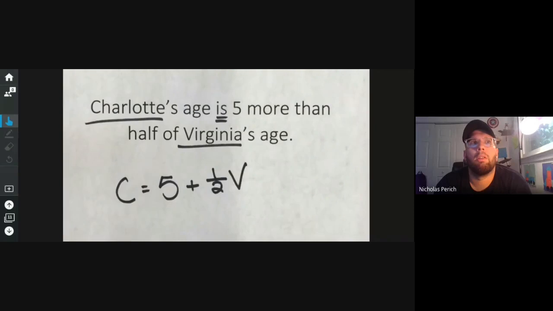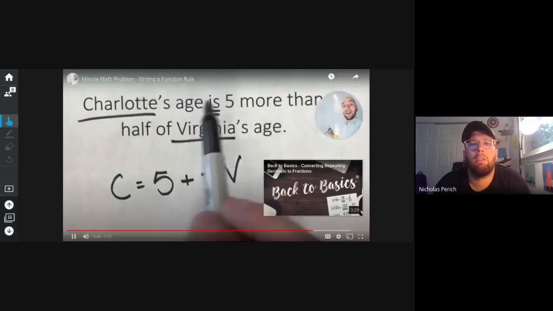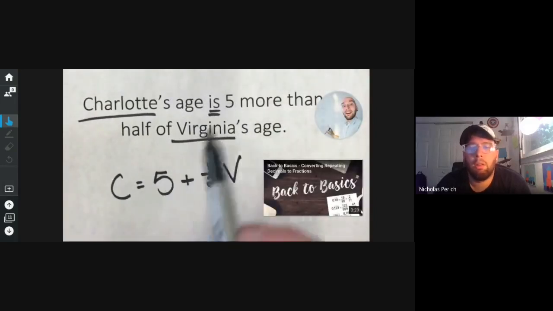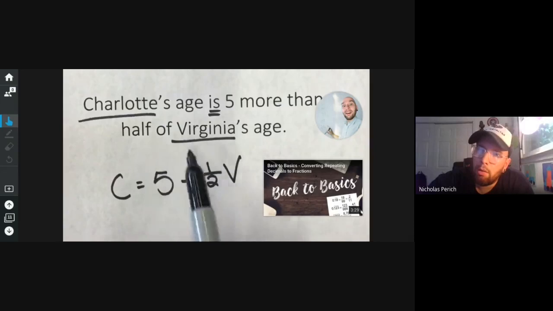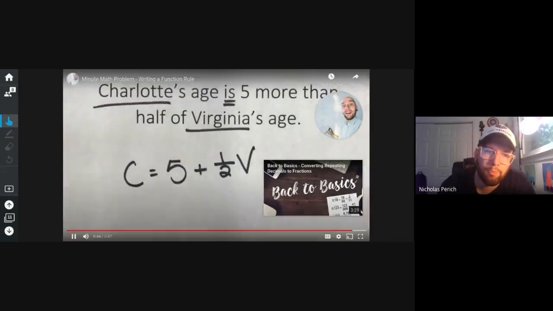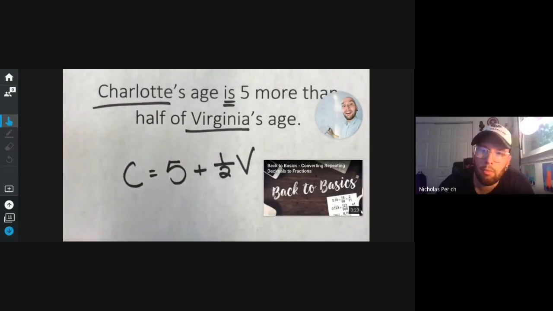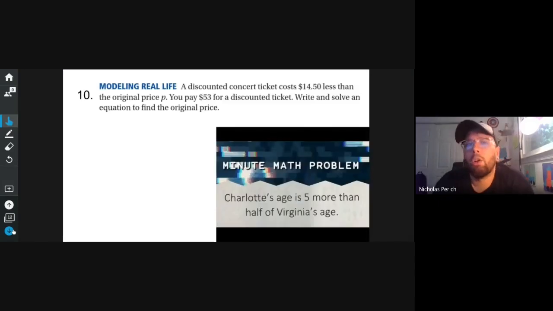What I did is I took the key words. Charlotte made it C. Virginia made it V. Is always an equals. 5 is 5. More than means plus. And then half of is half. Simple. Cool. Good job, everybody.